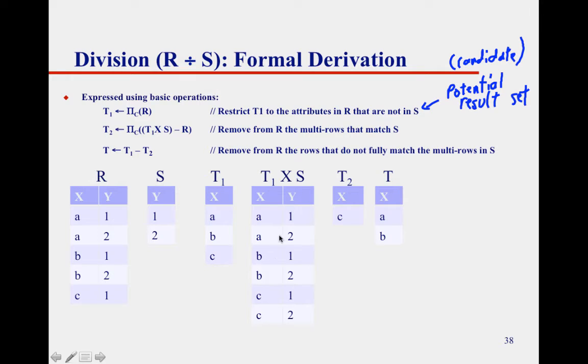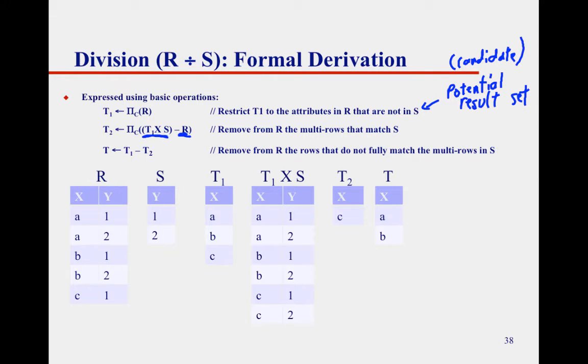So this is the set of tuples that would have to exist. T1 cross S is the set of tuples that would have to exist if every item in the candidate set were to appear in the result set. Okay? Then we subtract from this set everything that is actually in R. And what that's going to do is, if someone matches everything in S, that's going to remove all the tuples for that person from this set.